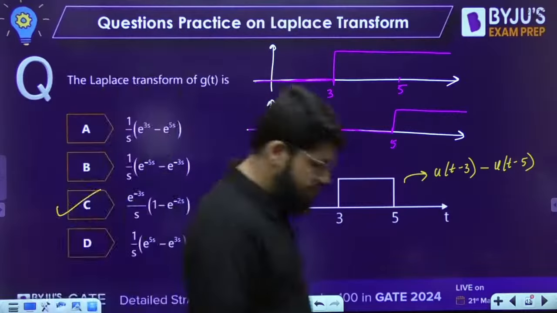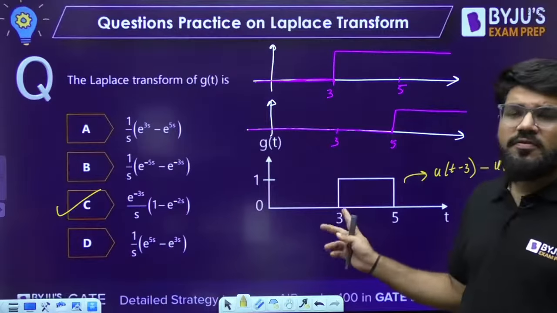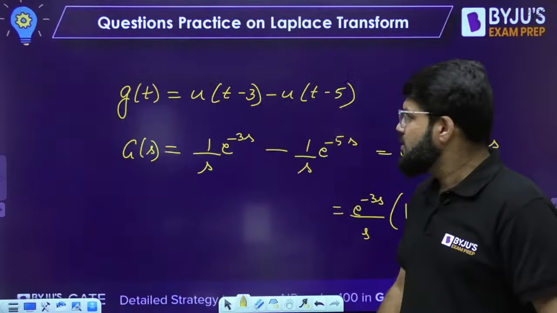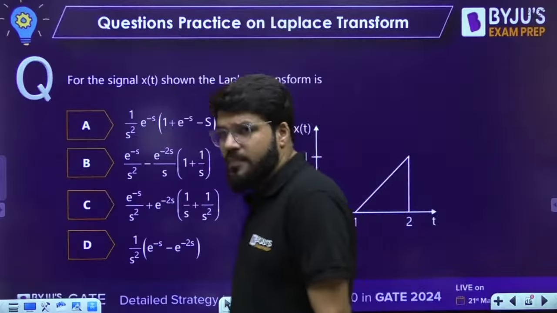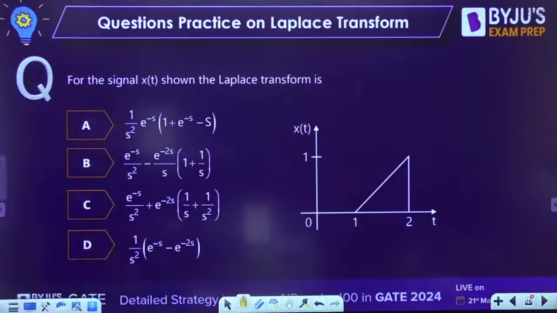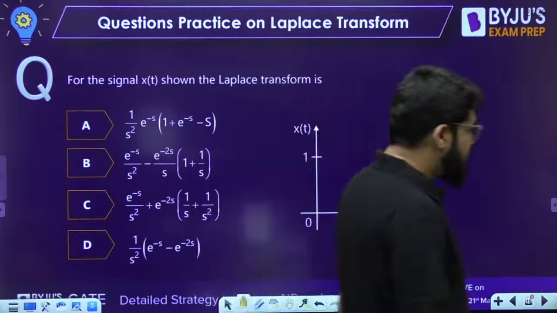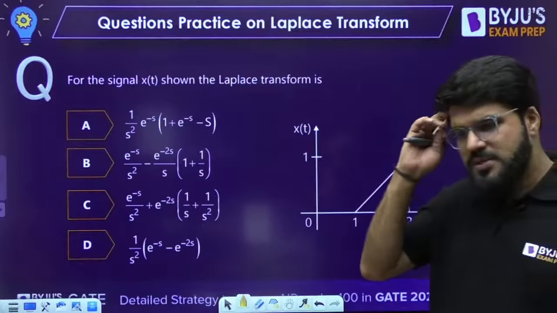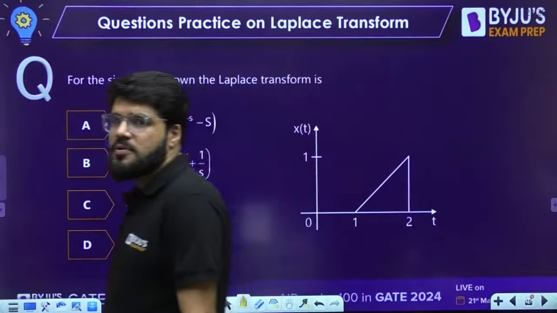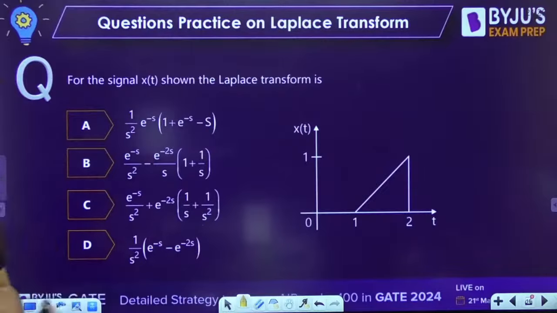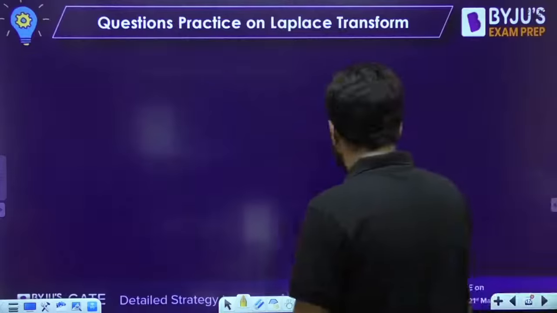Done? Okay. Now this was only the difference of step signals. If I go to a triangular pulse, for the signal shown, what is the Laplace transform? Now this is a triangular pulse. What is the Laplace transform here? So how do you represent this triangular pulse?